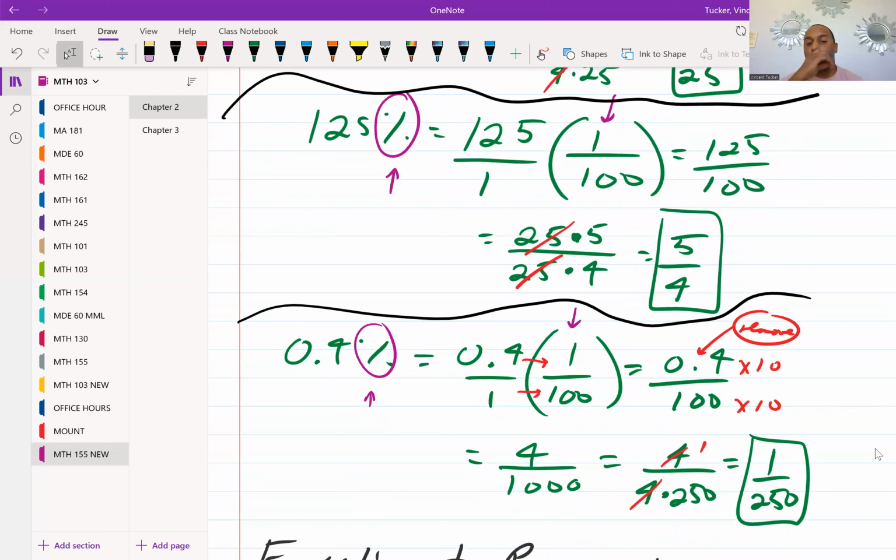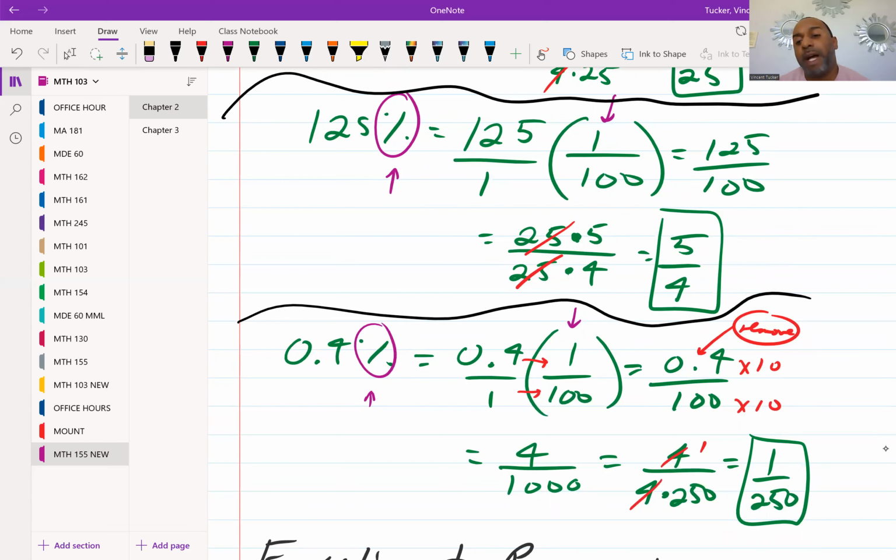So last one like this, you may not even see one like this, but it's worth talking about. If you have 0.4%, a decimal as a percentage, and you want to convert that to a fraction, the initial process is the same. You're going to replace the percent with 1/100. But we do need to be careful here because if we have a legit fraction, you cannot have a decimal involved. So I need to get rid of the decimal.